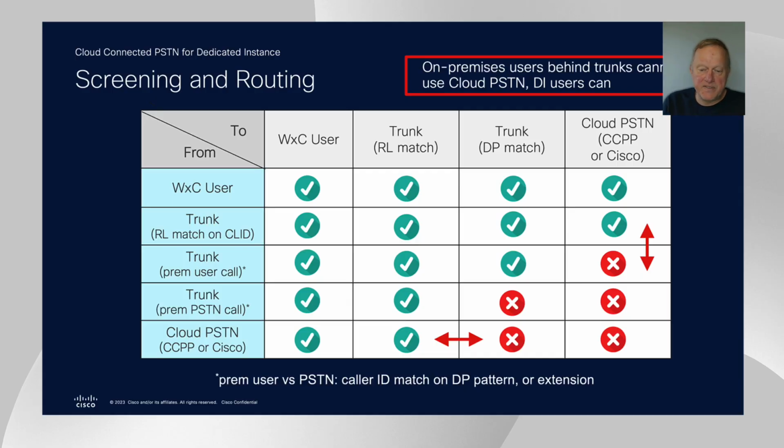As a reminder, this was the connectivity matrix that I showed in one of the earlier modules. And there we can see that there's a difference between trunks used for dedicated instance and trunks used for premises PSTN. Specifically for these trunks, when we have a route list match on the incoming caller ID, then we can send the call to cloud-connected PSTN. And in the other direction, for calls originating from cloud PSTN with a route list match, this is allowed. Whereas with regular trunks, the equivalent flows wouldn't be allowed; the call would be blocked.